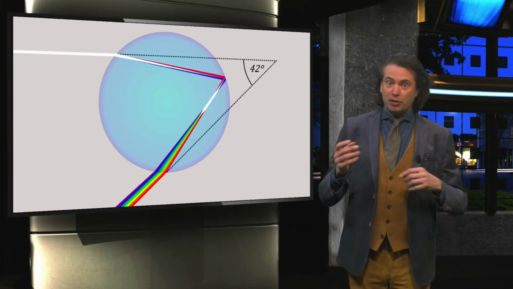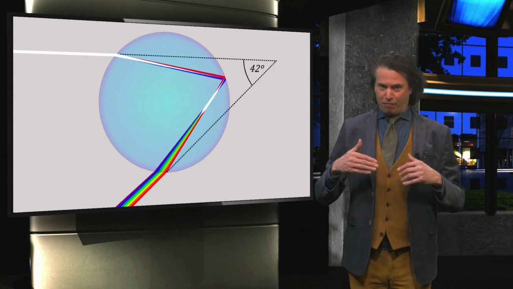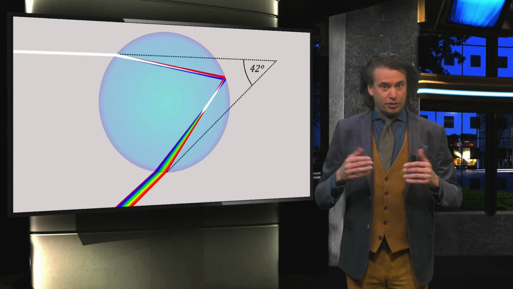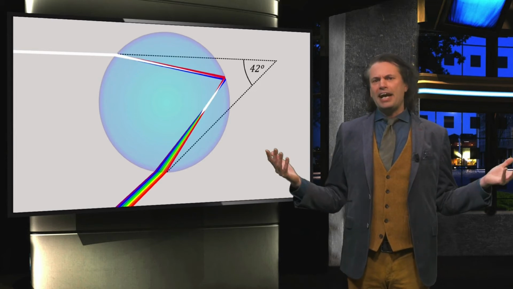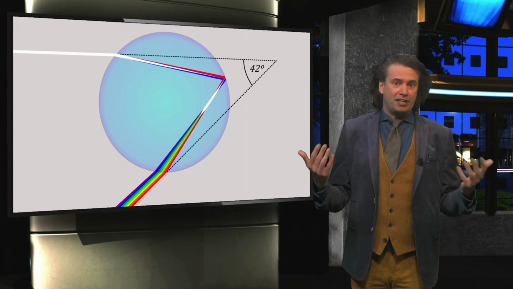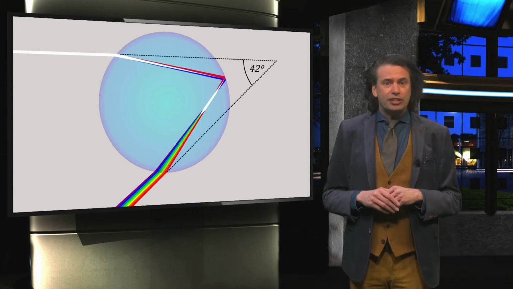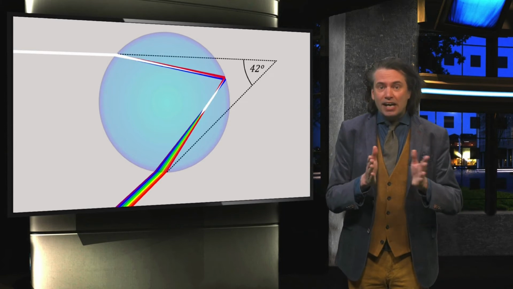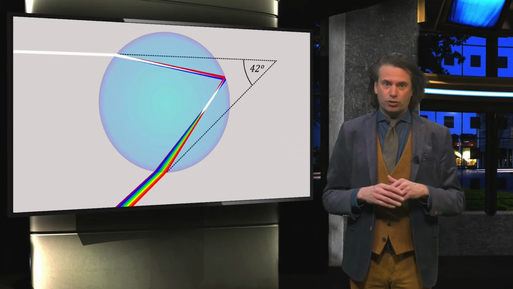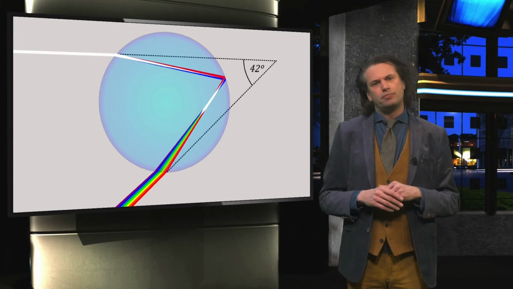At an interface between two media, a fraction of light is reflected and a fraction is transmitted under a refracted angle. The angle of refraction depends on the refractive index of the material, which is wavelength dependent. This means that a beam of white light can be broken up into its colorful constituents.